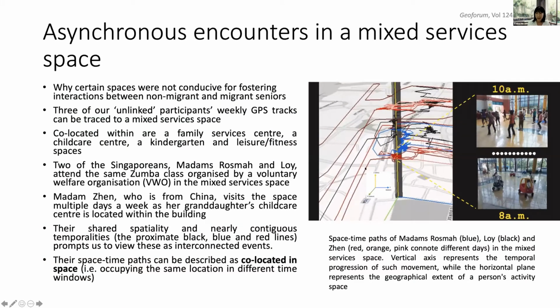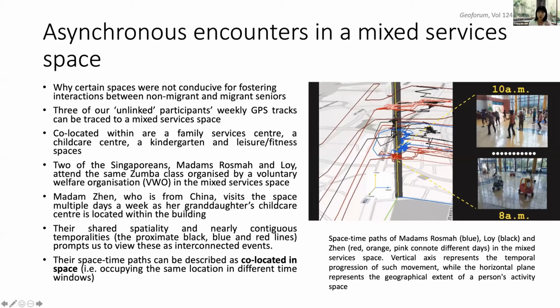So on the right-hand side, this is an example of a space-time map. It's a map where the vertical axis shows progression across time, and the horizontal axis shows the geographical extent of a person's activity space. And alongside this map, we also superimpose the photos that we took during our ethnographic observations. So I'll tell you the significance of the 2 kinds of photos and timings here shortly. An asynchronous space for us is one that is not conducive for fostering interactions.